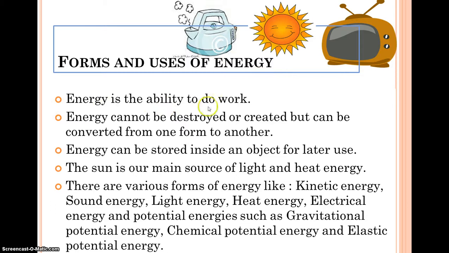Energy is the ability to do work. Energy cannot be destroyed or created, but can be converted from one form to another. Energy can be stored inside an object for later use. The sun is our main source of light and heat energy. There are various forms of energy like kinetic energy, sound energy, light energy, heat energy, electrical energy, and potential energies such as gravitational potential energy, chemical potential energy, and elastic potential energy.